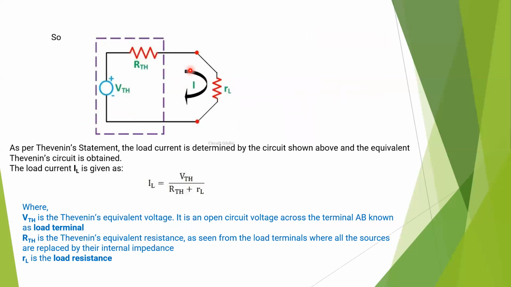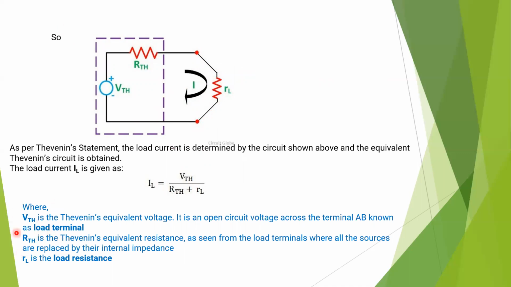And the last step, we have to draw the equivalent circuit where there is VTH, in series RTH, and we have to connect the load resistance RL. And finally, we calculate the value of I, that is the load current. It should be equal to VTH divided by RTH plus RL. So these all are the steps of Thevenin's theorem.